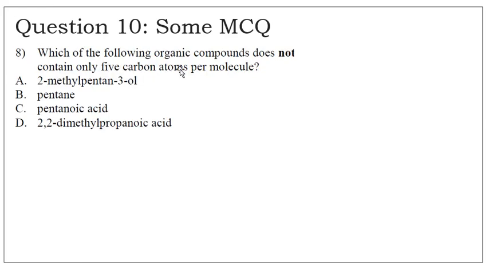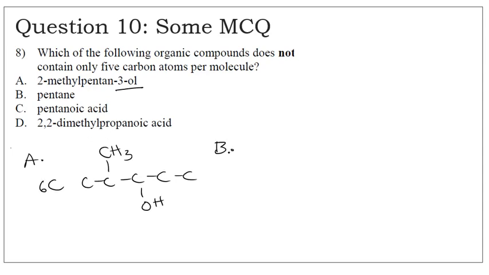Question 8. Which of the following organic compounds does not contain only 5 carbon atoms? All right, so do a combination of drawing it out. I mean, that definitely does not contain 5 carbon atoms, but 3, 4, 5. There's an OH here because it's 3-ol, and there's a 3 CH3 here, so that has 6 actually. Is that the answer? Okay, I don't know. But because I'm paranoid, I'm going to go to part B anyway. Pentane, definitely 5 carbon, so it's not B. Pentanoic acid, also 5 carbon. All right, let's look at D.